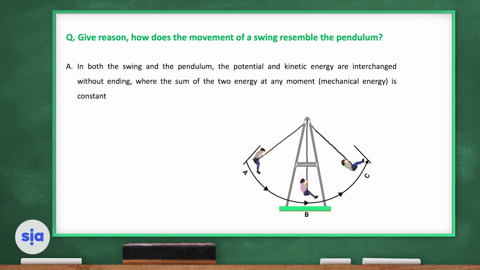In both the swing and the pendulum, the potential and the kinetic energy are interchanged without ending, from potential to kinetic and from kinetic to potential and so on, where the sum of the two energies at any moment is equal to the mechanical energy, which is constant.